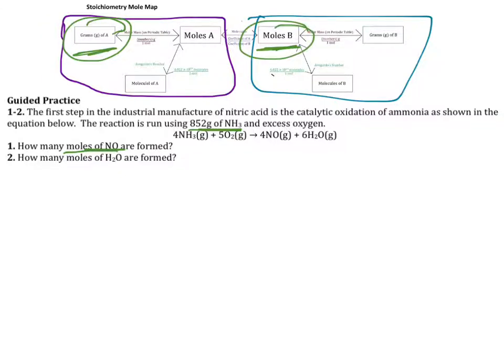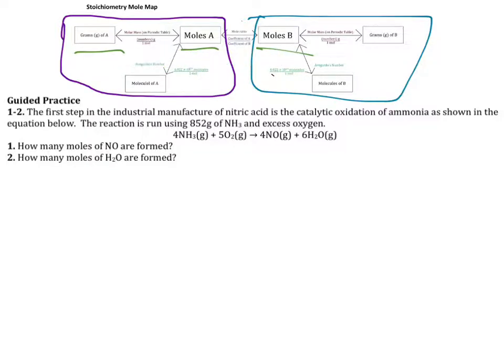The question is, can we go directly between grams of A to moles of B? The answer is no. We have to go from grams of A to moles of A, and then once we know the moles of A, we can go one more step to moles of B. So this flow chart is telling us that this is going to be a 1-2 step problem. So it's going to be a 2 fraction problem.